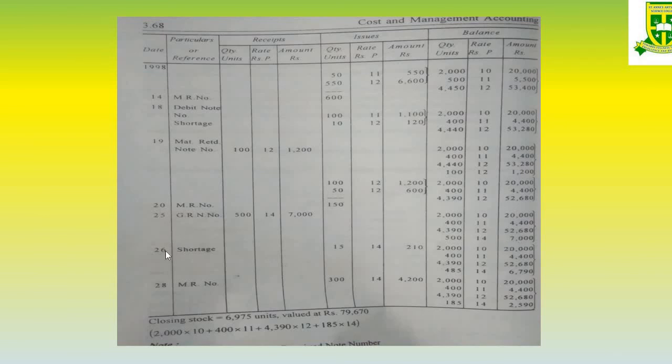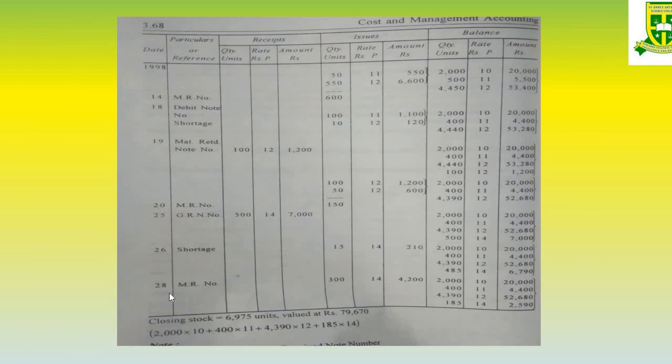On 26th there is a shortage, one more shortage. So what do we have to do? We have to issue it again. So how much is the shortage? 15. So from last in, first out, sorry. So 14, 15 into 14, which is 210. So now already the 3 stocks are available. From 500 I have deducted 15. The available is 485, 14, 6790.